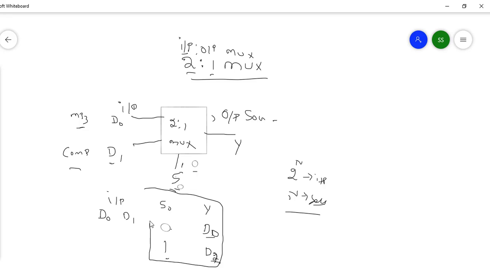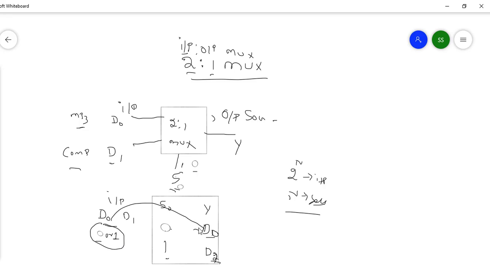So D0, D1, whatever inputs you are taking, it is not required to take any values; they are always present. If S0 is 0, D0 is selected. If it is 1, D1 is selected. Whether D0 is 0 or 1 doesn't matter. If it is 0, the output becomes 0; if it is 1, the output becomes 1. So it doesn't matter what D0 is. Whatever D0 is gets selected when the select line is 0.